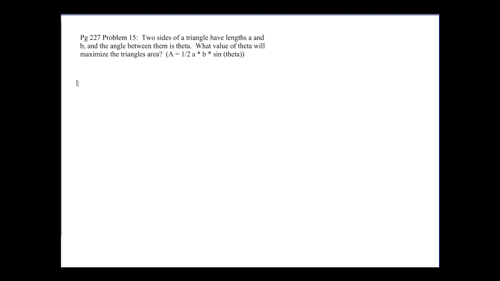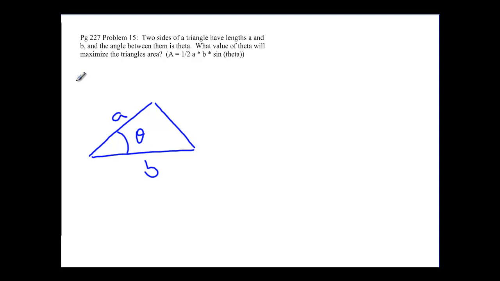Again, we'll start by drawing a picture so we can see the problem that we're looking at. We have two sides of a triangle. We have side A, we have side B, and we're not told which is longer, which is bigger, anything like that. And we have some connecting angle here, theta. The question we're asked is, what value of theta will maximize the area here? So we want to choose an angle that will make the area as large as possible.